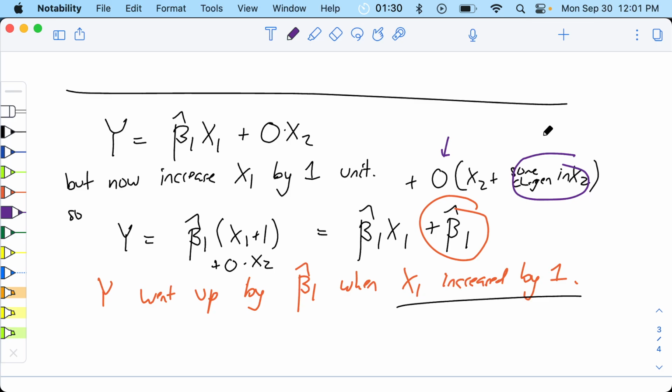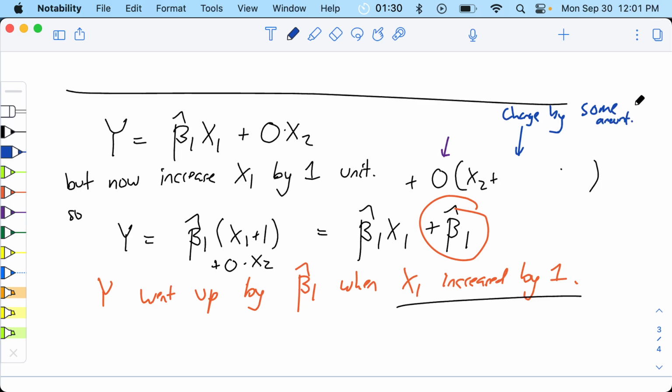So I guess there's two options here, right? The blue arrow option says change by some amount. That's the blue arrow option that you guys all picked, like delta x2. And the red arrow says change by 0. Those are the choices. You can either change by some amount in x2 or you can change by 0. But either way, you multiply it by 0, and so you get the same answer.